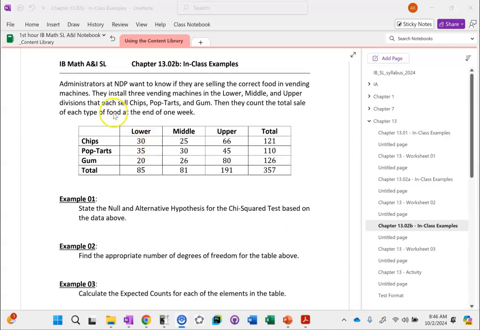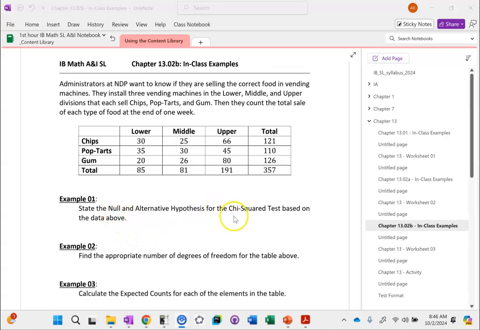So the administrators at Notre Dame Prep want to see if they are selling the correct food in the vending machines. They install 3 vending machines in the lower, middle, and upper divisions that each sell chips, Pop-Tarts, and gum. And they count the total sales of each type of food at the end of each week. So those are the totals that we found.